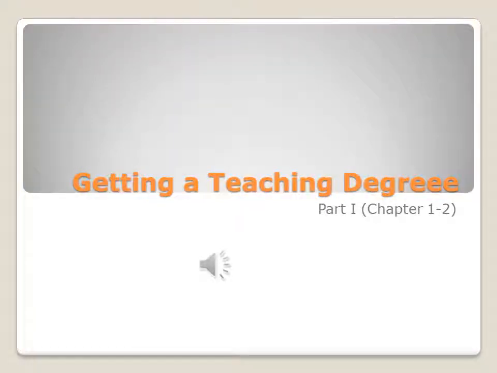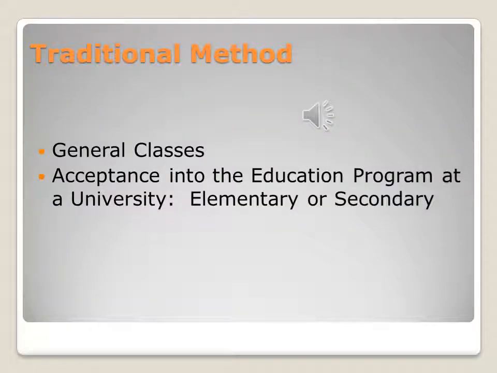In this video, we are going to look at the most common ways of getting your teaching degree. The first way is the traditional method, which is probably the route that most of you are taking. You're getting your general classes your first 2 years. Most of you here at Garden City Community College are getting your psychology, your algebra class, your science classes, your English classes, getting those first 2 years of gen ed classes out of the way.